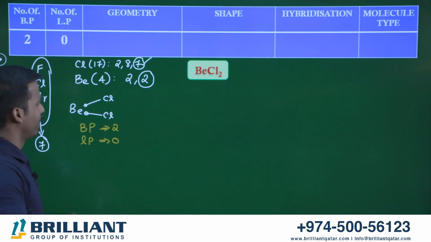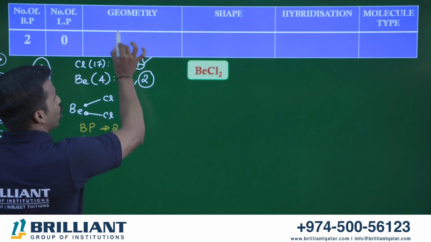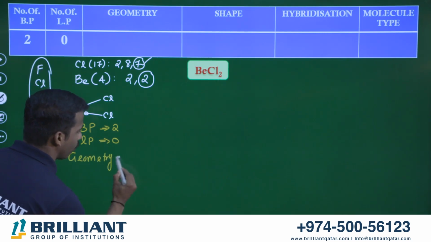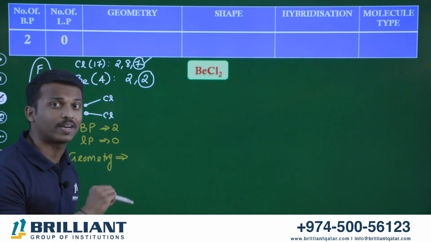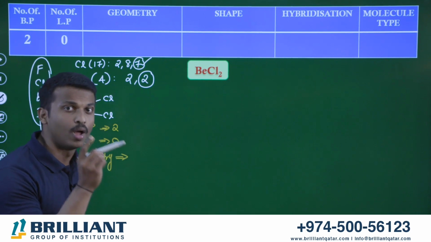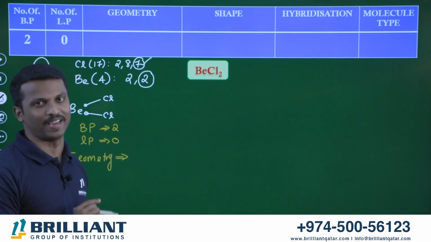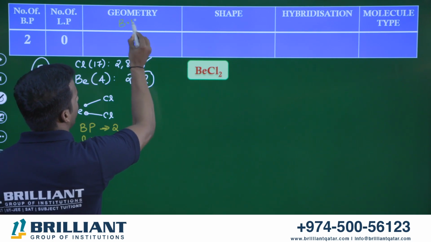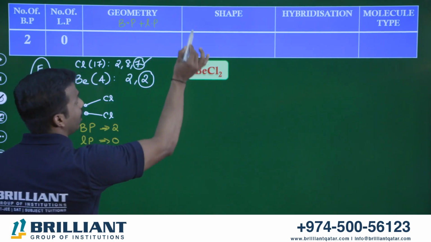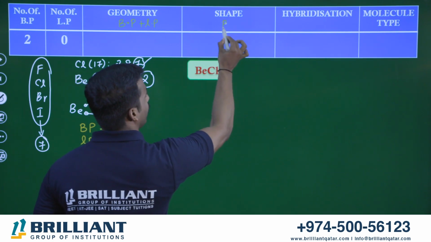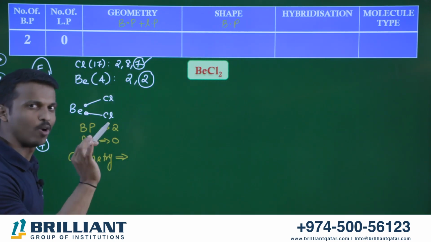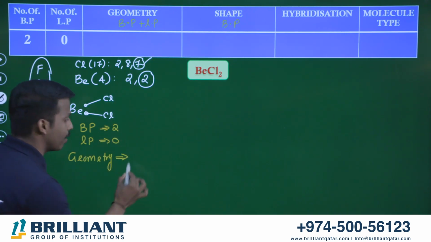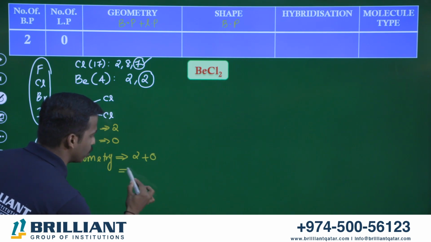Now we can go to the system. First, I am going to calculate the geometry. In order to calculate the geometry of a system, what all things do we have to consider? We have to consider both bond pairs and lone pairs. But if you want to know the shape of the molecule, what do we need? Only bond pairs. That's a small difference. So bond pair is equal to 2, lone pair is equal to 0. Take their sum, 2 plus 0, that's equal to 2.